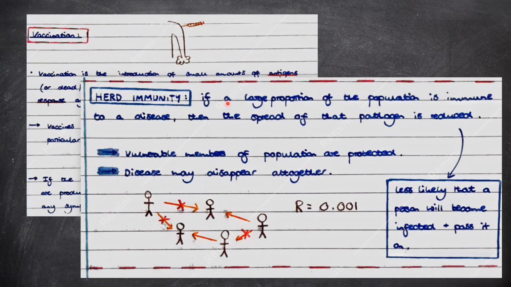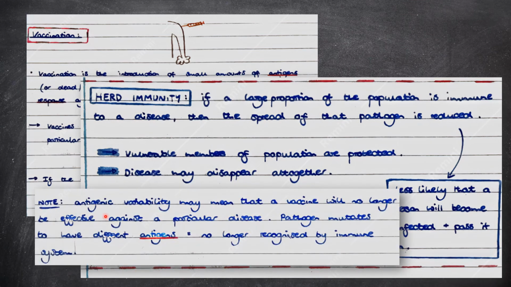If a large proportion of the population is immune to a disease, for example through a mass vaccination program, then the spread of that pathogen is greatly reduced, because it is less likely that a person will become infected and pass it on. This is known as herd immunity. Herd immunity means that vulnerable members of the population are protected and the disease may disappear altogether.